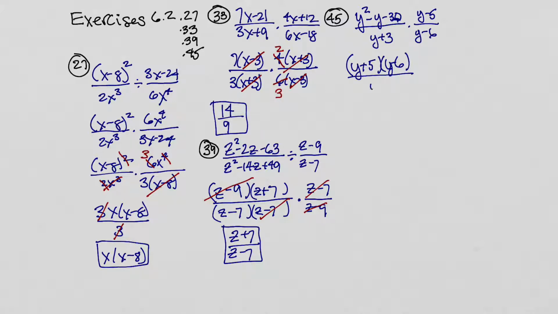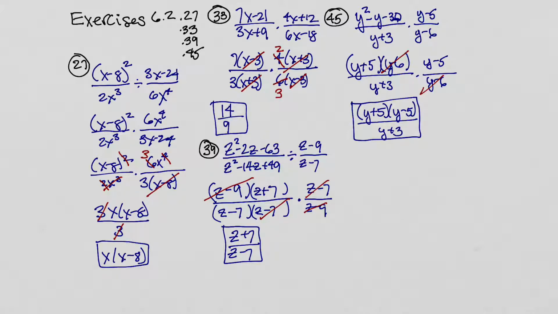And all of this is over y plus 3 times, okay, y minus 5 over y minus 6. We're not going to get a whole lot of cancellation here, are we? I think what's going to cancel is just the y minus 6s. So we are going to be left with y plus 5, y minus 5, all over y plus 3. And I'm going to leave it like this. I'm going to leave it in factored form instead of multiplying this out. I mean, these are conjugates. You could write it as y squared minus 25. But all in all, it's probably better to have it in factored form.